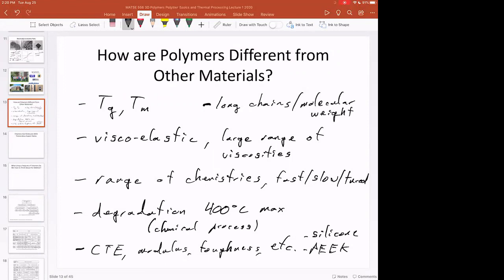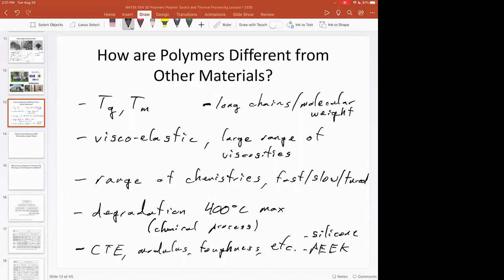Molecular weight is a fundamental parameter of polymers that we always need to keep our eye on, because a lot of the things that we wrote down on this slide are determined by molecular weight and then chemical structure. So if you're able to find information on molecular weight and chemical structure, you know an awful lot about the polymer before you even start measuring properties.